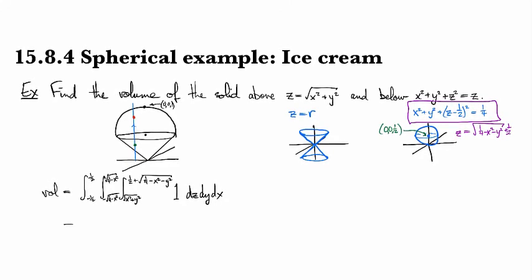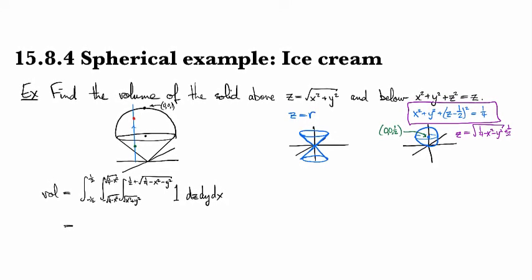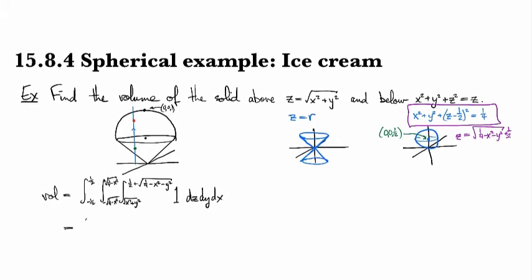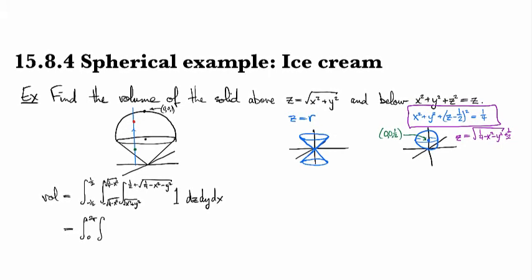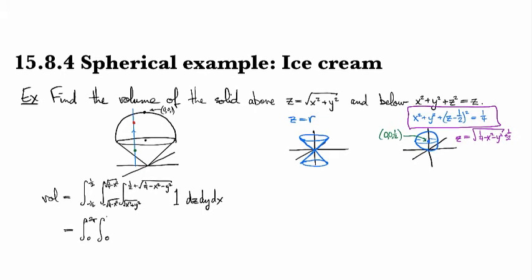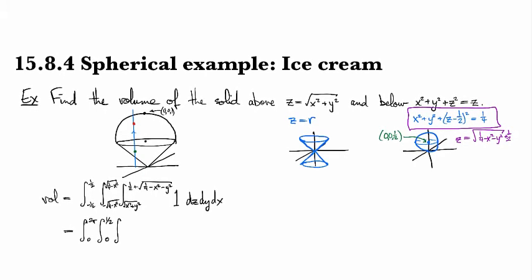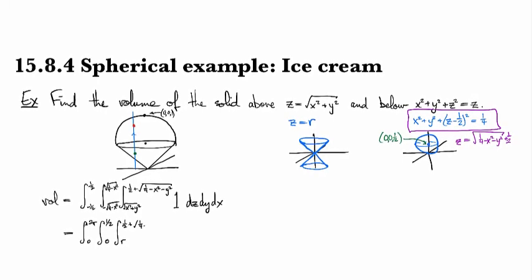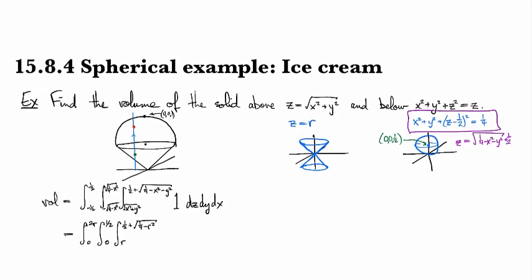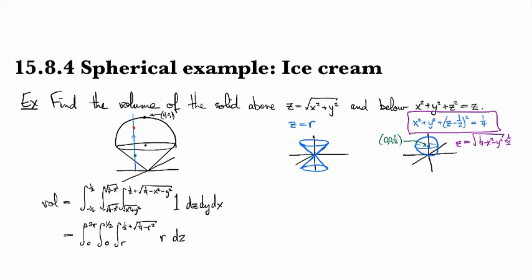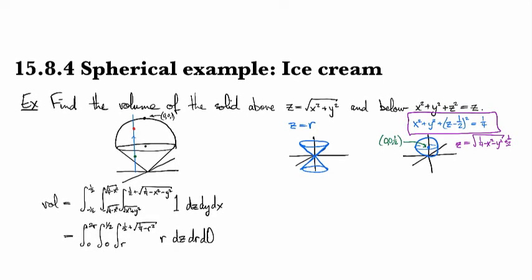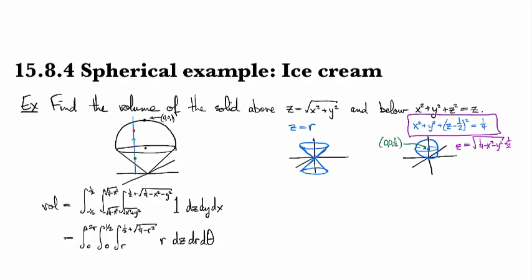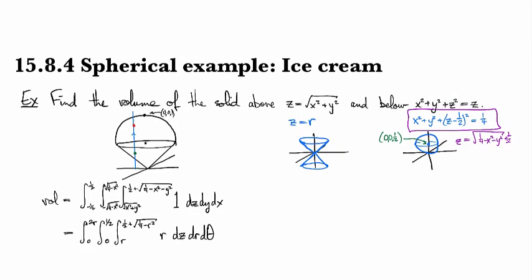We could also try setting it up in cylindrical. For cylindrical, the outer part changes from 0 to 2 pi, and the radius from 0 to 1/2, and then the next part becomes z from r to 1/2 plus square root of 1/4 minus r squared, which doesn't necessarily look a whole lot better. Now we have our Jacobian of r as our integrand, times 1, I guess. But you can see, when you do the first step of this integration, what's going to happen?